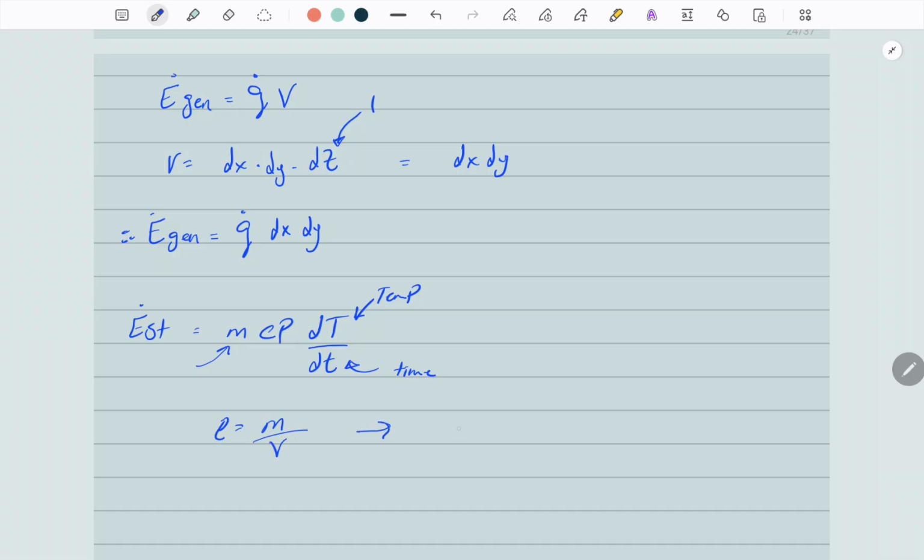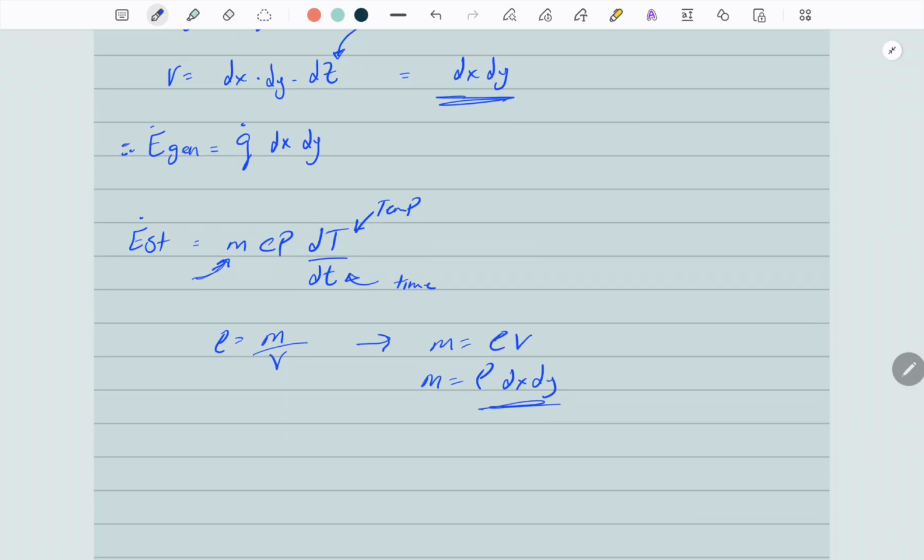Therefore, mass equals density times volume. Therefore, mass equals density times, this is your volume, dx dy. You can substitute that into the mass. Therefore, energy stored equals density times dx dy Cp delta temperature over delta time.